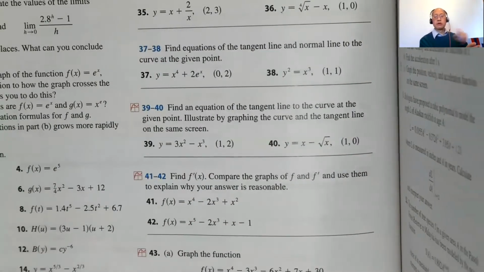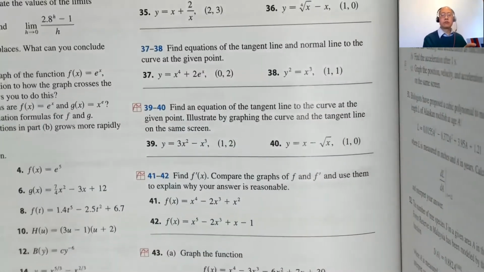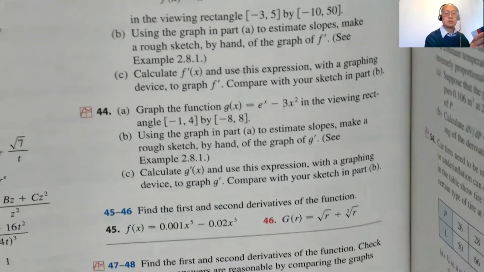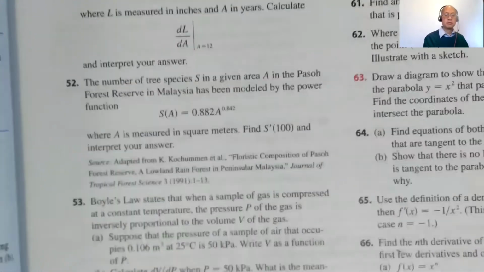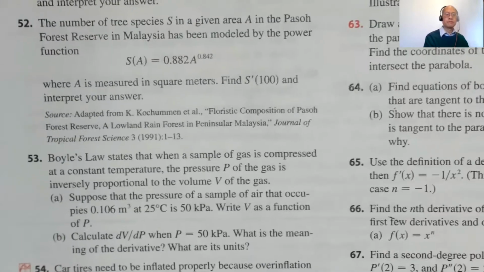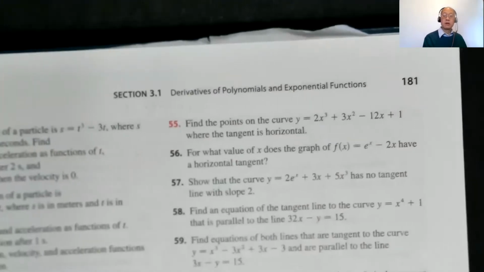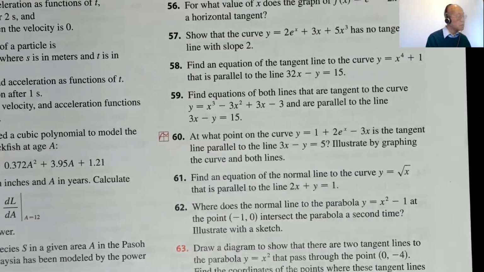A quick word about the normal line. The normal line is perpendicular to the tangent line. Normal line means perpendicular to tangent line. Some more: 57, 9, 61. And I think that's it.